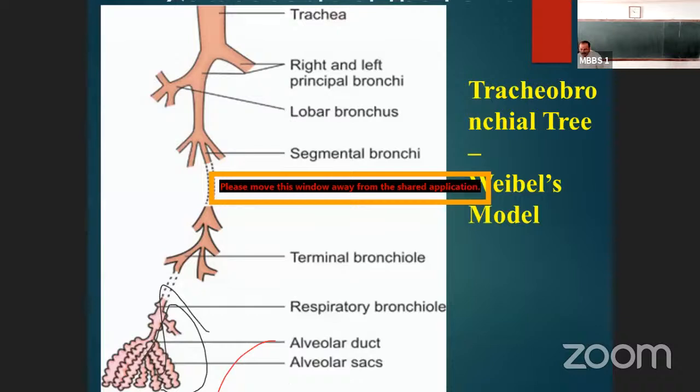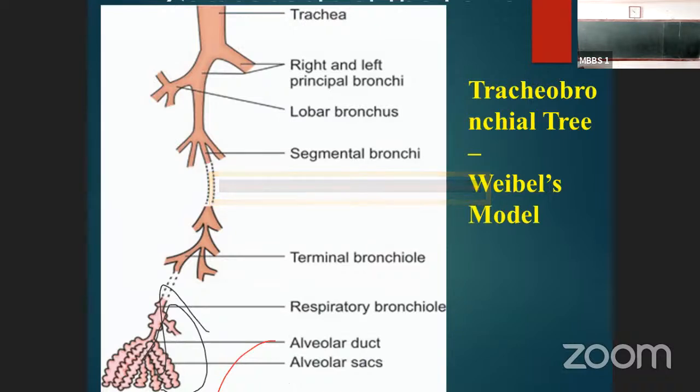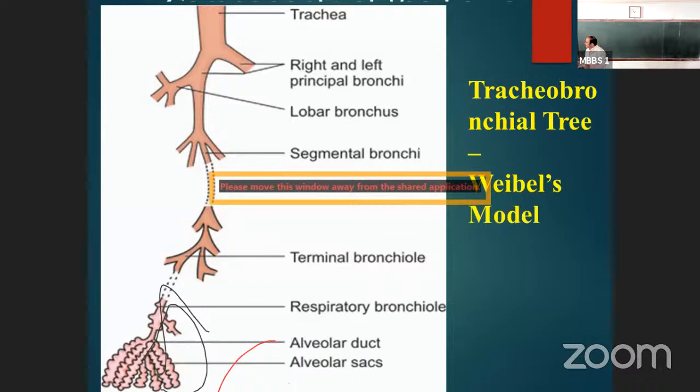So we can say that from the zero generation up to the 16th generation is the conducting zone. Is it clear? Actually, the conducting zone starts from the nose, but in concern with the generation, from the zero generation up to the 16th generation, there is a conducting zone. Is it clear?